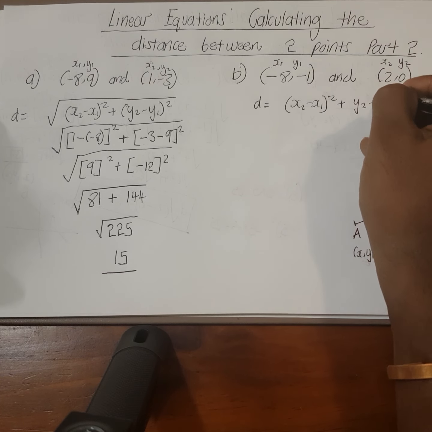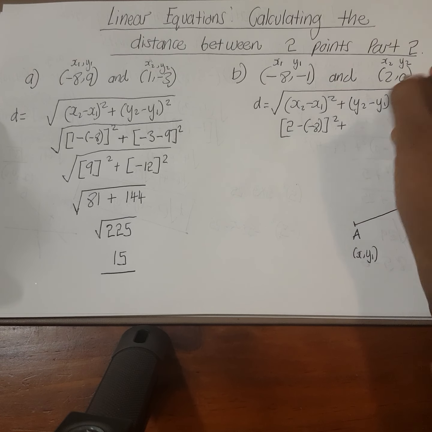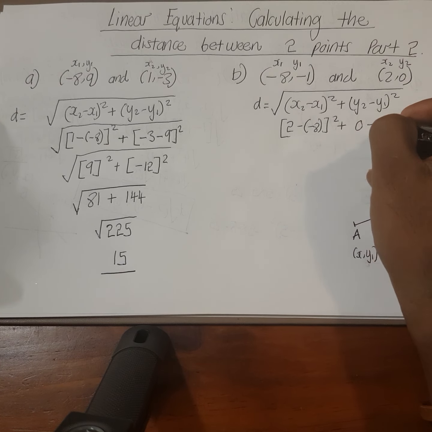All right. So x2 is 2 and x1 is -8. So x2 minus x1, that's going to be 2 minus -8, squared. And y2 is 0. 0 minus -1, squared. So you can see I've put the brackets to show that what's in the brackets are the negative numbers. So -8 here and -1 there. And also we need to put the square root. All right, that's how we work that out.